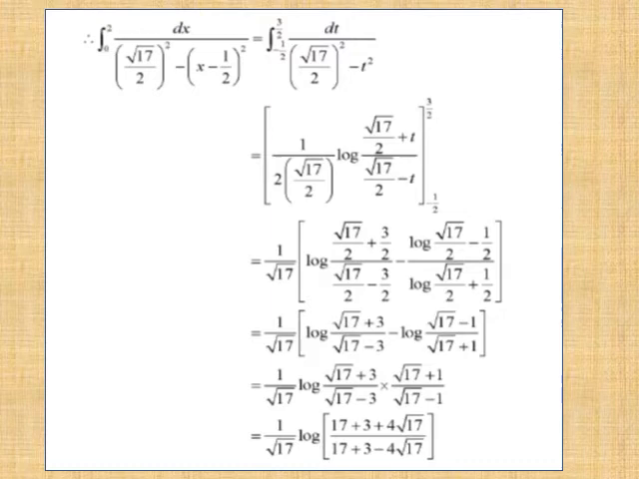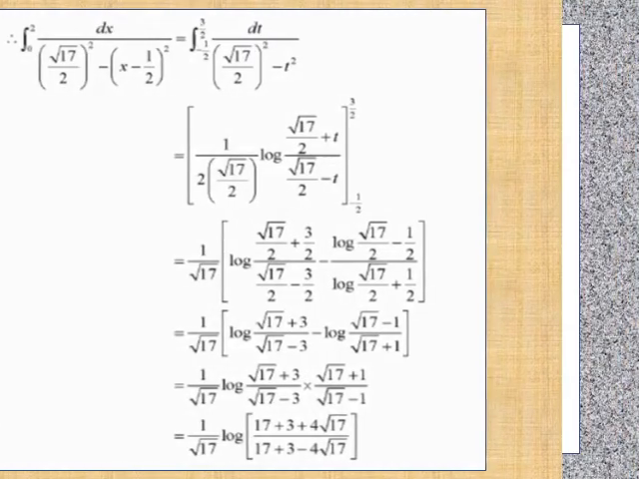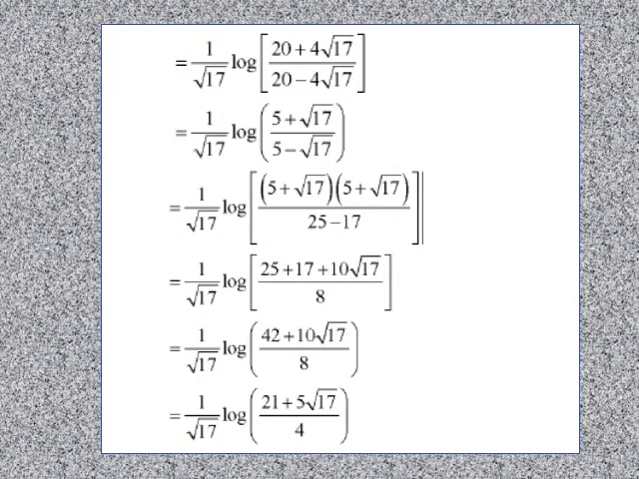So applying the fundamental theorem F(b) minus F(a), we will get 1 upon root 17 log of (root 17 upon 2 plus 3 upon 2) upon (root 17 upon 2 minus 3 upon 2) minus log of (root 17 upon 2 minus half) upon (root 17 upon 2 plus half). So after simplification, we are getting 1 upon root 17 log of (17 plus 3 plus 4 root 17) upon (17 plus 3 minus 4 root 17). So this on simplification will give 1 upon root 17 log of (20 plus 4 root 17) upon (20 minus 4 root 17).